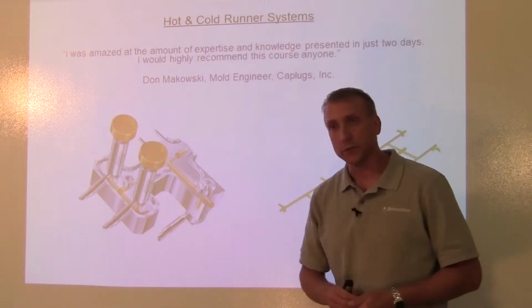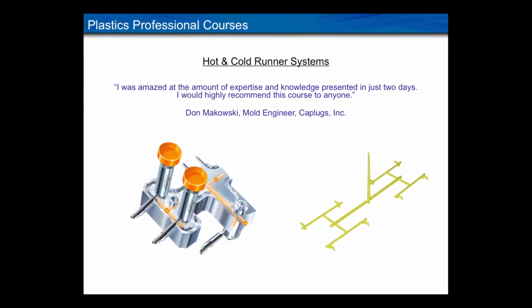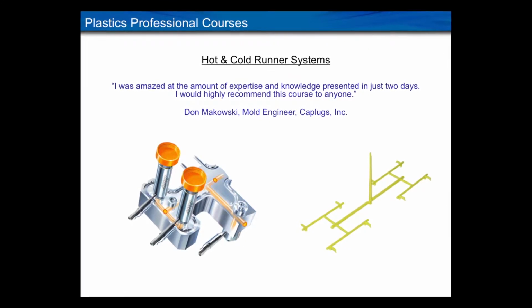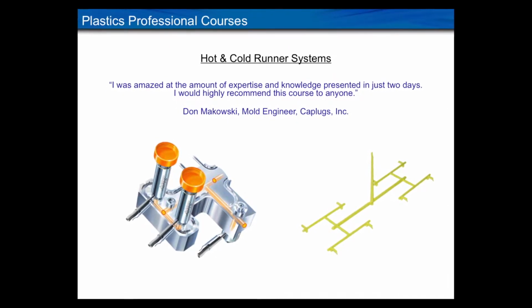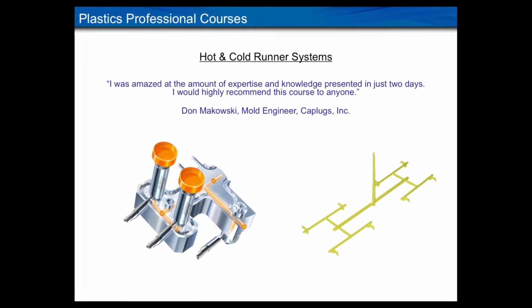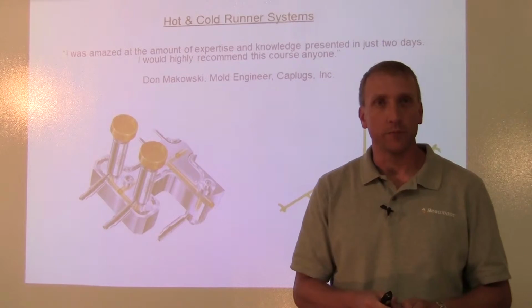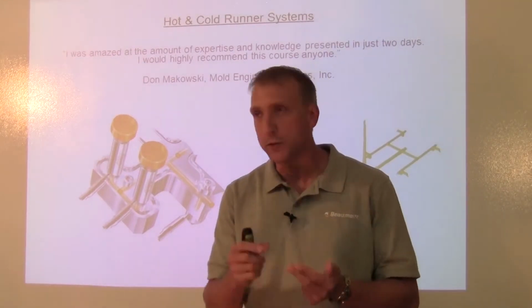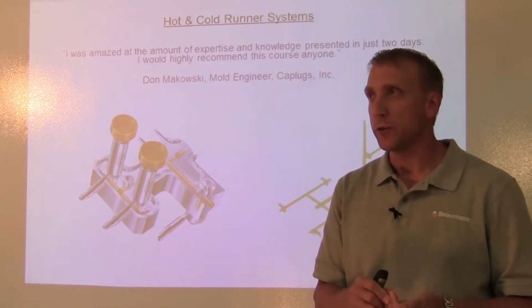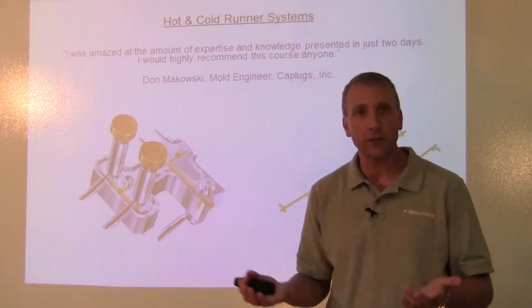Our hot and cold runner systems. Okay, this course gets into the details of selecting gate locations and understanding part design. And once you have the part design, you can select a gate location. Once you have a gate location selected, you got to choose a melt delivery system. Am I going to use a hot runner or a cold runner? And once you choose that, how are you going to lay it out? And once you have it laid out, how do you size things?